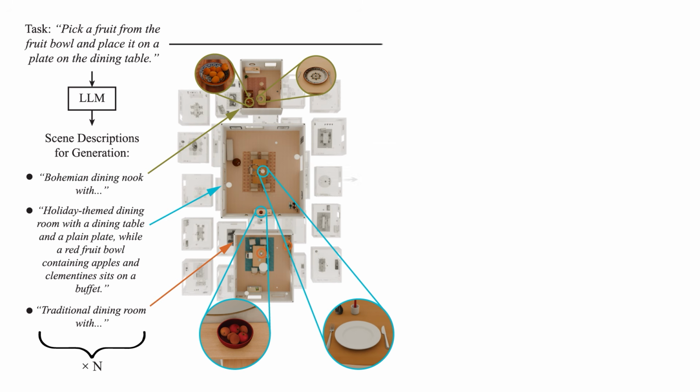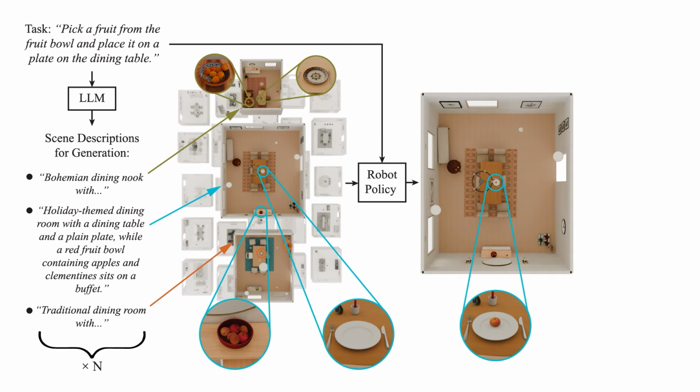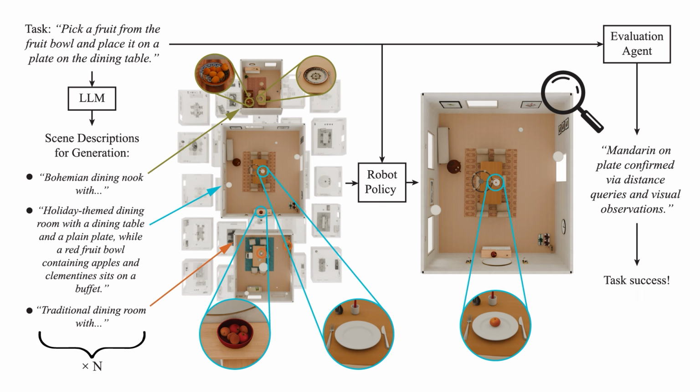A robot policy then executes in each scene. And finally, an evaluation agent inspects the result, using simulation state queries and visual observations to verify whether the fruit actually ended up on the plate. Across all scenes, we get an automatic task success rate. No handcrafted predicates are needed.